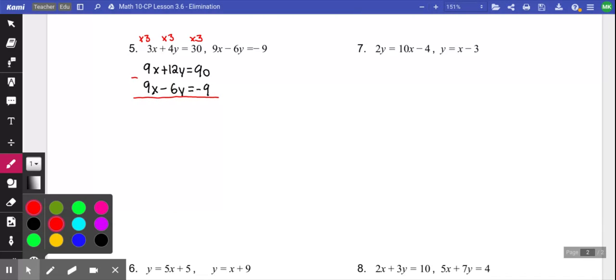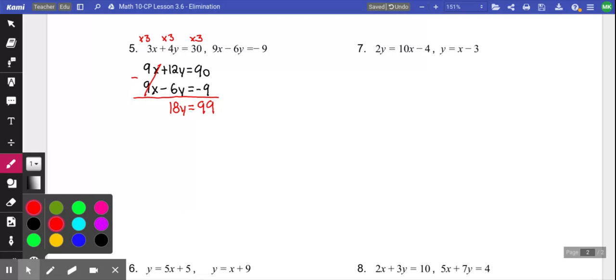Now, the subtraction's hard on this one. The 9x minus 9x, that's not hard. But the next one is. This is 12 minus negative 6. That's a double negative, which means it's actually 12 plus 6, which would be 18y. Same with the constants. It's 90 minus -9. 90 minus -9 is like 90 plus 9, so it's 99.